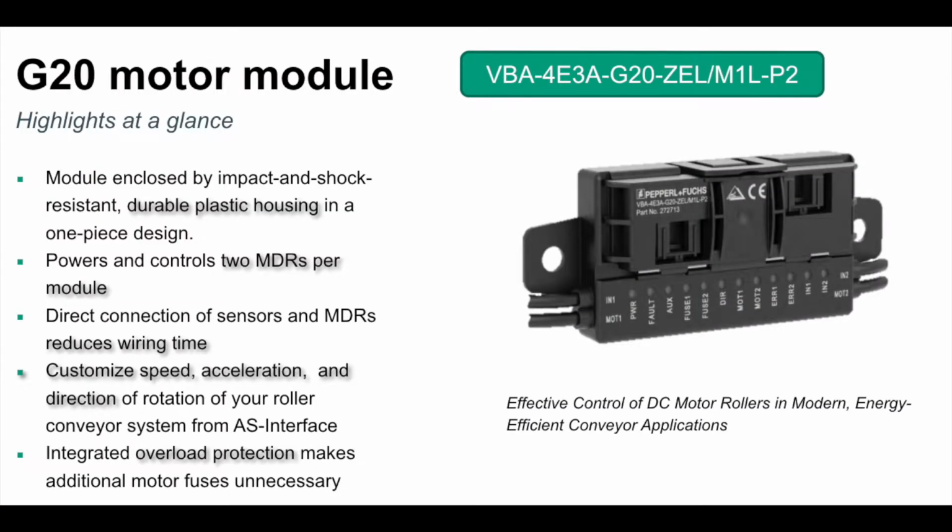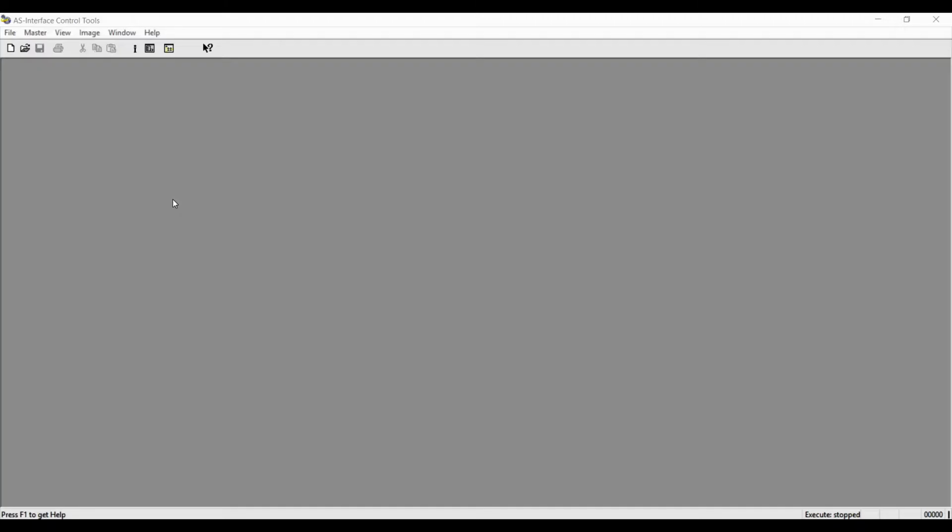Hey Dylan, let's discuss some further features with the G20 motor control module. One feature worth noting is the ability to power and control two motorized drive rollers per module. A second feature is the ability to customize speed, acceleration, and direction of your motorized drive rollers.